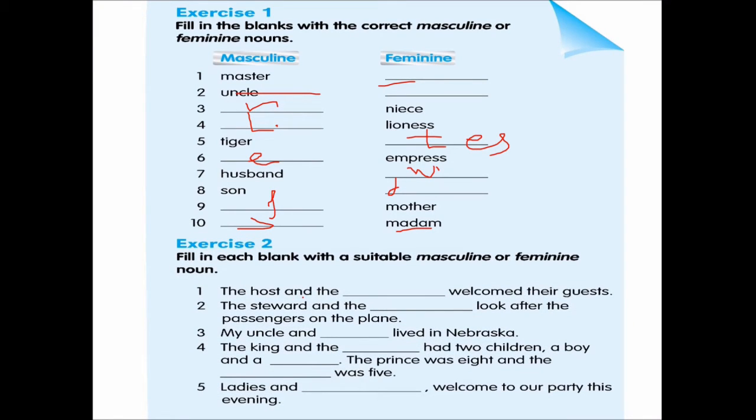Fill in each blank with a suitable masculine or feminine noun. The host and the hostess welcome their guests, add ESS. Steward and stewardess, steward and ESS. My uncle and aunt, just making aunt. The king and the queen had two children, a boy and a girl. The prince was 8 and the princess, add ESS for princess. Ladies and gentlemen, welcome to our party this evening.